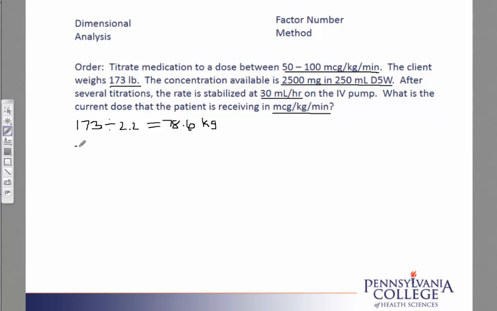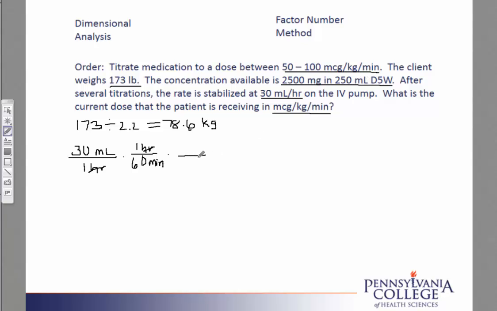I take the 30 milliliters per hour that is set on the infusion pump, and my goal is to convert this to micrograms per kilogram per minute. It's easy for me to convert time, so I know that 1 hour is the same as 60 minutes. I'm able to cancel the label of hours, and I have a label of minutes, which is one of my goals.